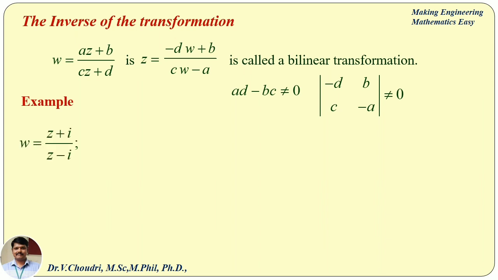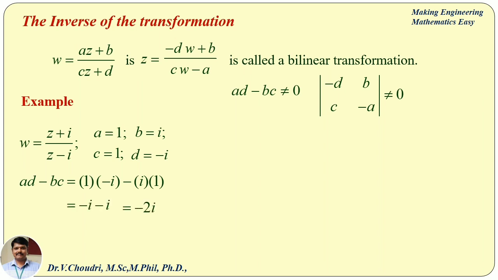Now let us see one example to understand the concept. Take the transformation W equal to (Z plus I) divided by (Z minus I). Here we pick out A, B, C, D values. A value equal to 1, B value equal to I, C value equal to 1, D value equal to minus I. Now we verify the condition AD minus BC equal to 1 into minus I, minus I into 1. Simplifying this, we may get minus 2I, which is not equal to 0. Therefore, the given transformation is bilinear transformation.